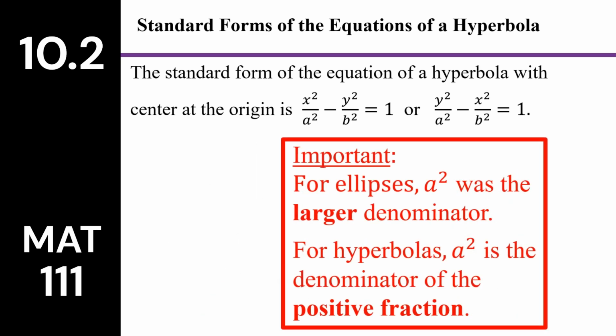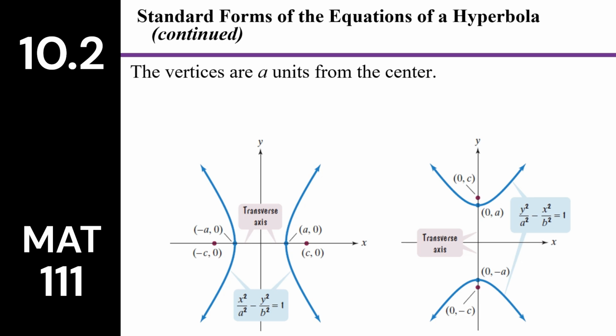It's important to note that when we studied ellipses, a squared was always obtained by taking the larger denominator. But for hyperbolas, a squared is always the denominator of the positive fraction. The vertices are a units from the center. The foci are c units from the center.